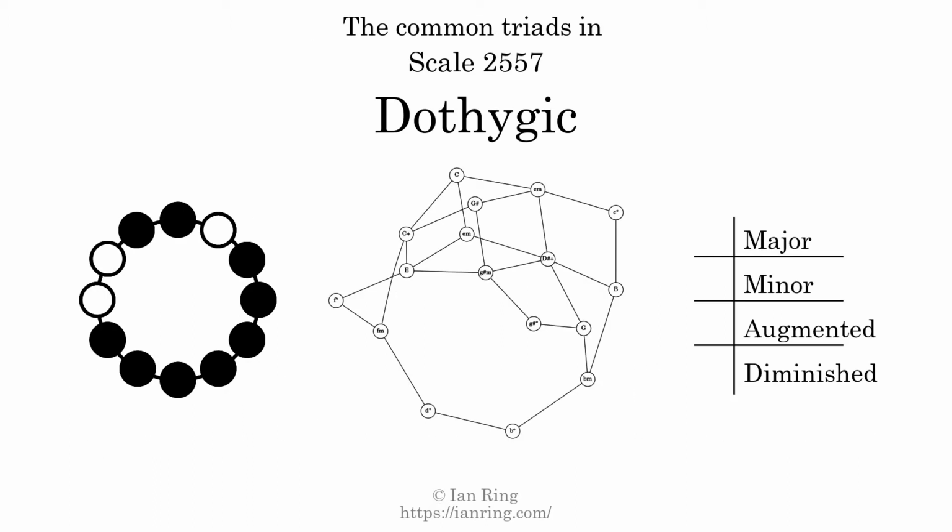Here are the common triads present in this scale. The diagram in the center is a graph of parsimonious voice leading between triads. There are 5 major triads. There are 5 minor triads. There are 2 augmented triads. There are 5 diminished triads. Here is a Hamiltonian path of parsimonious voice leading that uses all the triads.